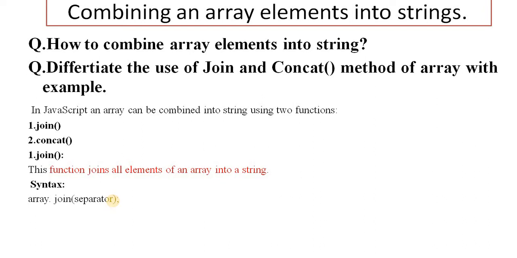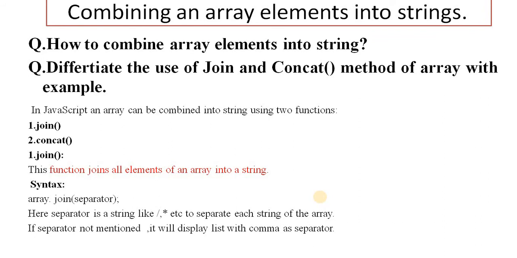We can use a separator in a join method, but we cannot use a separator in a concat method. This is the main difference between concat and join method. Here the separator is a string like slash, star, whatever symbol you want to add as a separator, you can use it to separate each string of the array.